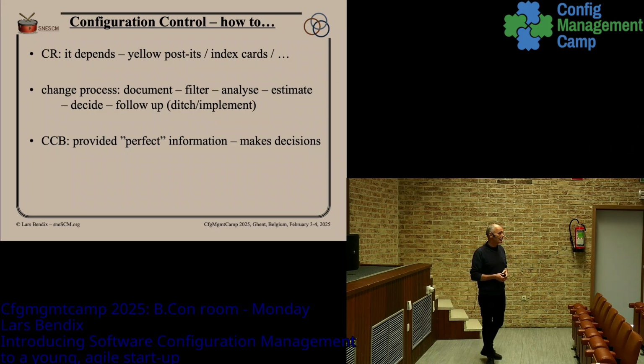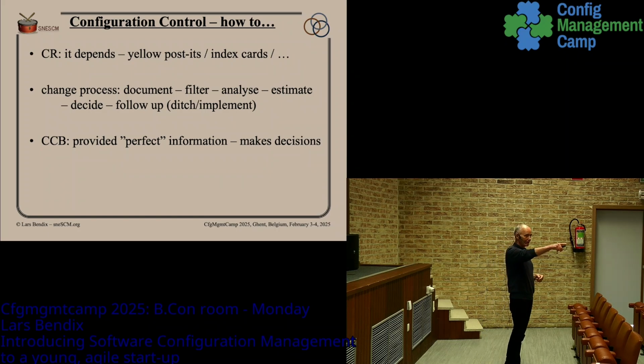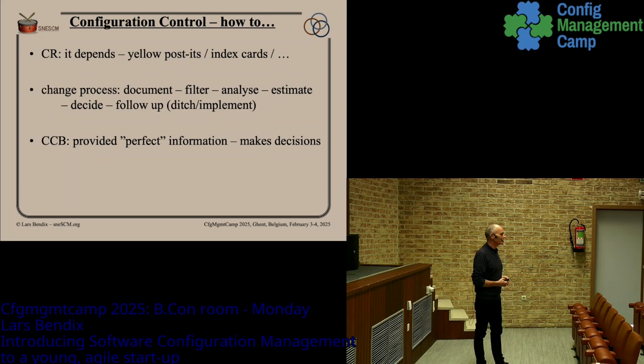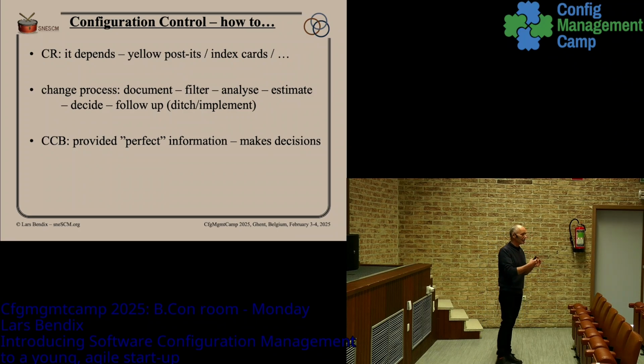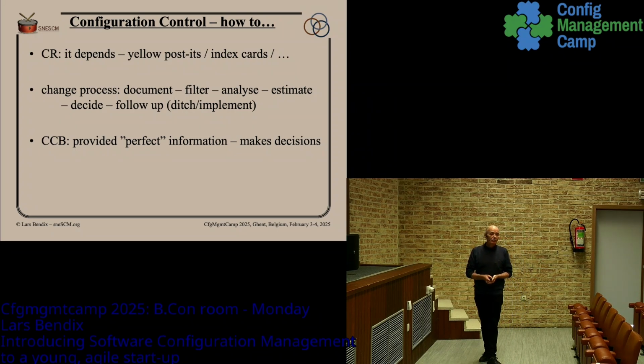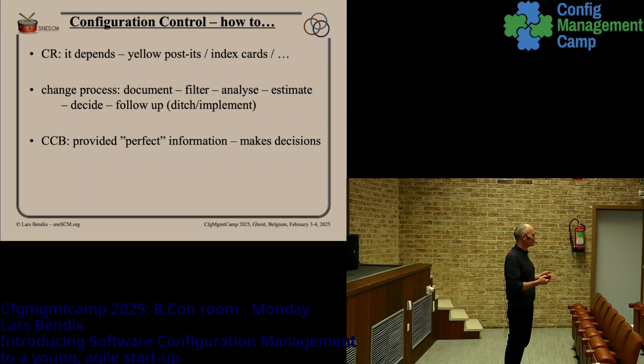We have to filter. Maybe you found a bug, he found the same bug, and he found the same bug. Now we got 3 post-its on the whiteboard saying that there is a bug here. We don't want to deal with that 3 times. So we should filter and try to put them together. We should analyze and estimate what is the impact of this, what is the cost. And finally, we need to decide, is it important to fix this bug? Is it valuable to implement this feature?